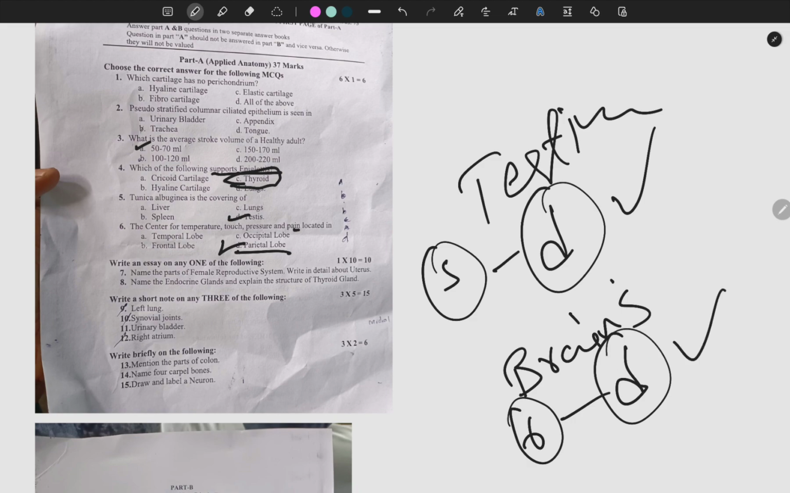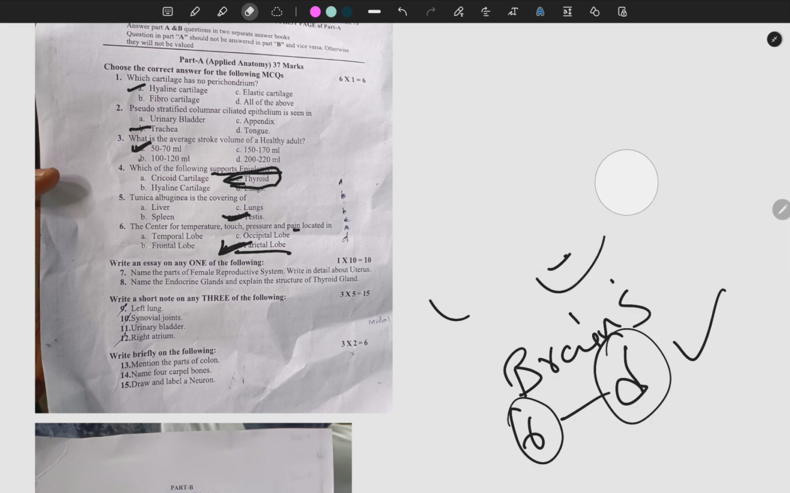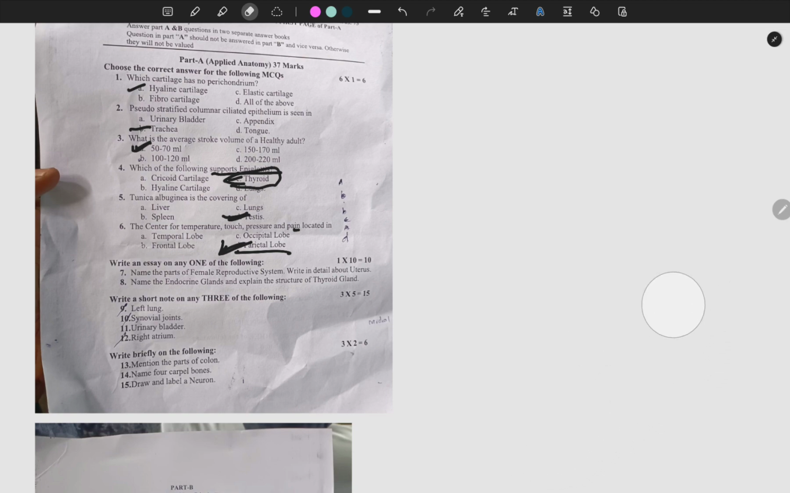So for the first question we have A. For the second question, B. Third question is A. Fourth question is C. Fifth question is D. Sixth question is D. Okay, so these are the right answers. Check yourself which answers you have put in the exam. Next we will see the essay type questions.